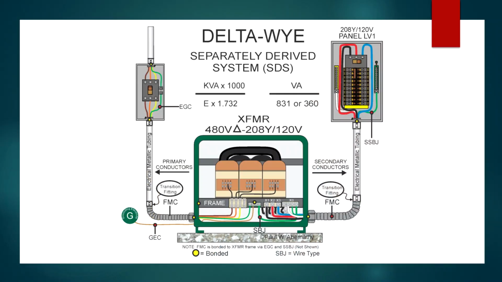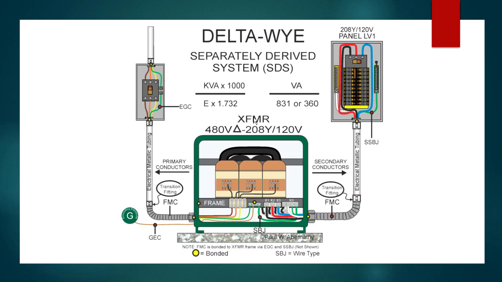Here's the graphic. In the graphic, we're going to talk about how to size this right here. This is the primary overcurrent protection that protects the primary side of this transformer. And of course, right here is the secondary protection for this transformer.